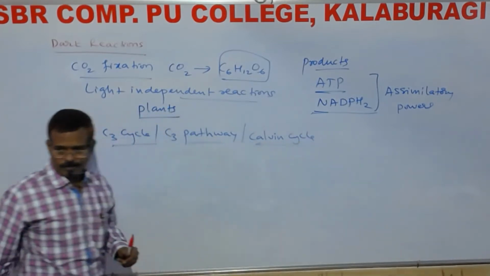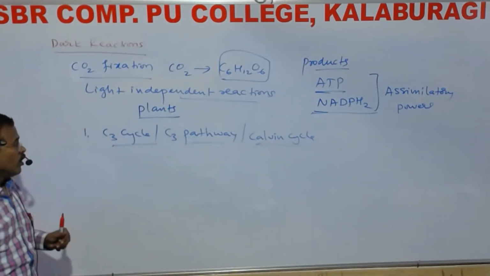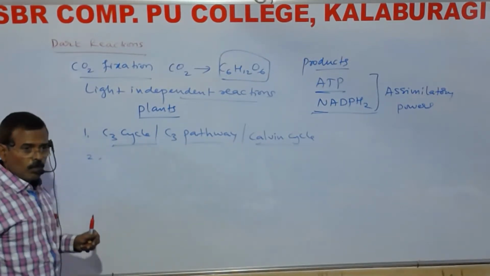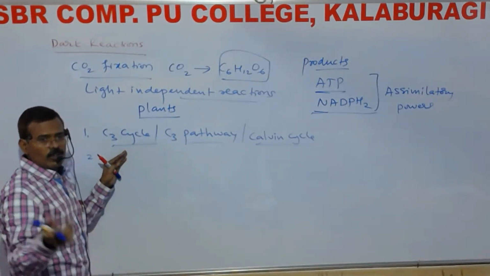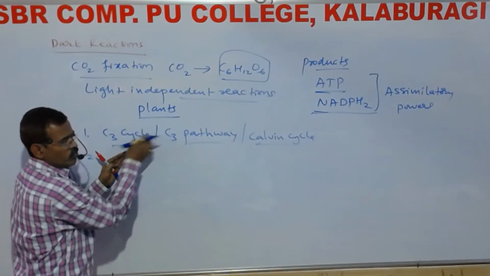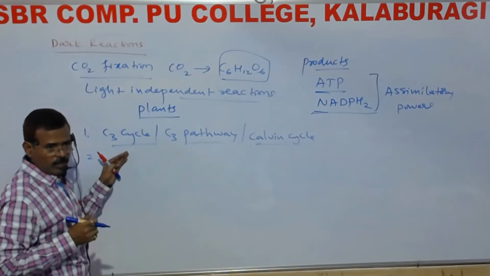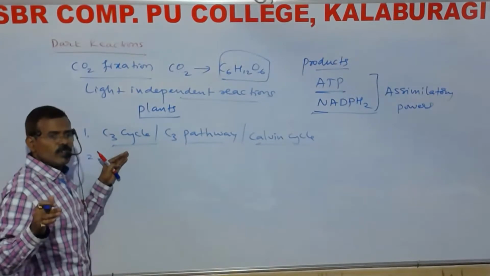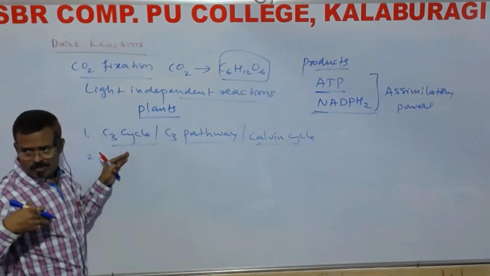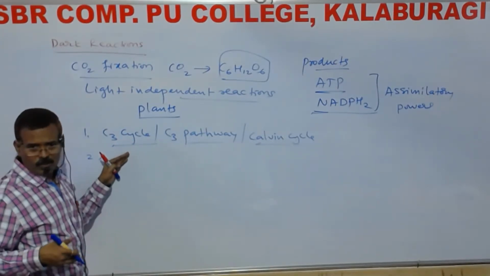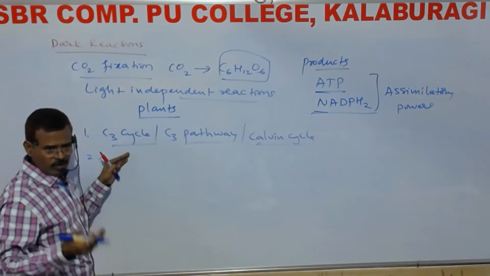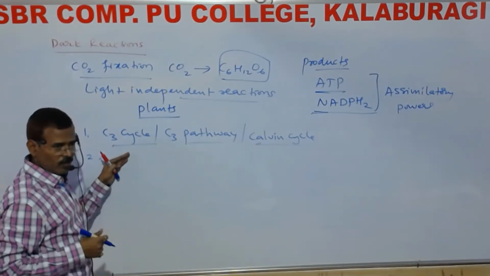This is one method. Then there is another method. Most of the plants, about 97% of plant species, fix carbon dioxide by the C3 pathway only, by which the synthesis of carbohydrates or sugar occurs.